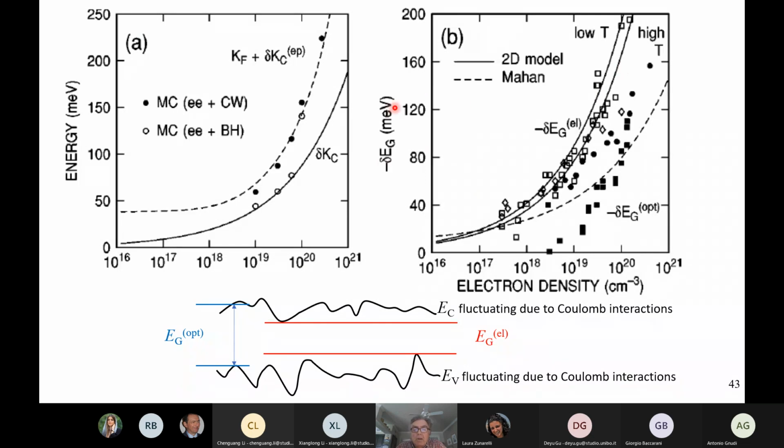This is the band gap. It's a narrowing, there is a minus sign, so these numbers tell you how much the band gap in silicon shrinks as a function of density. You see the cubic root dependence. Here you have the optical gap and the electrical gap. They are different.